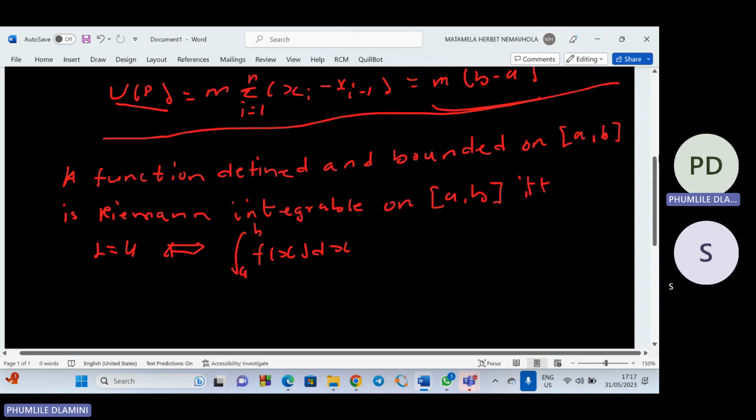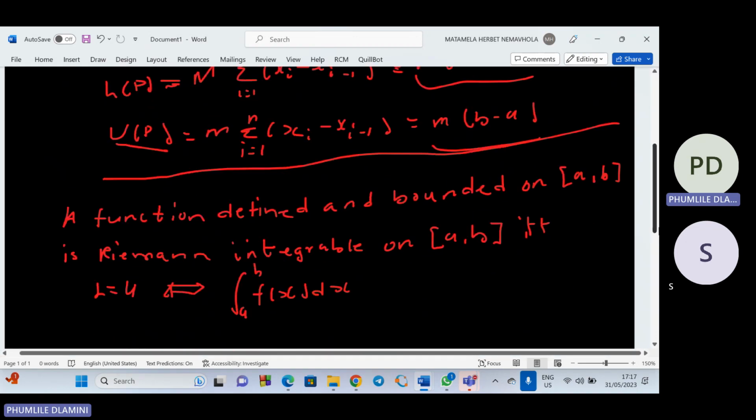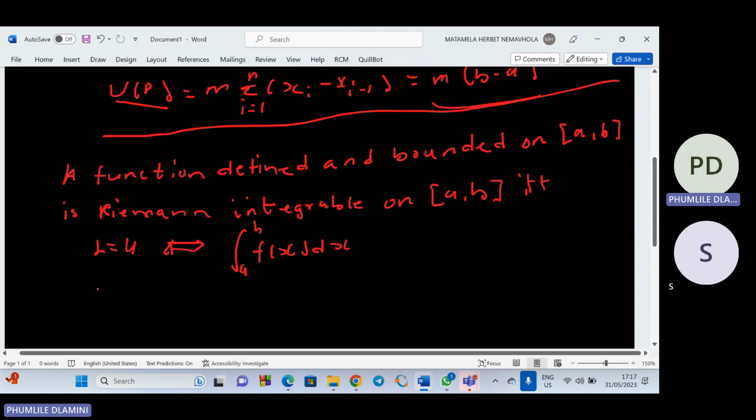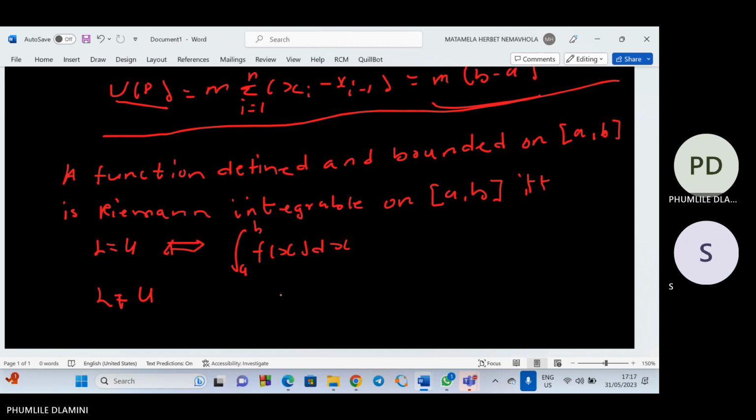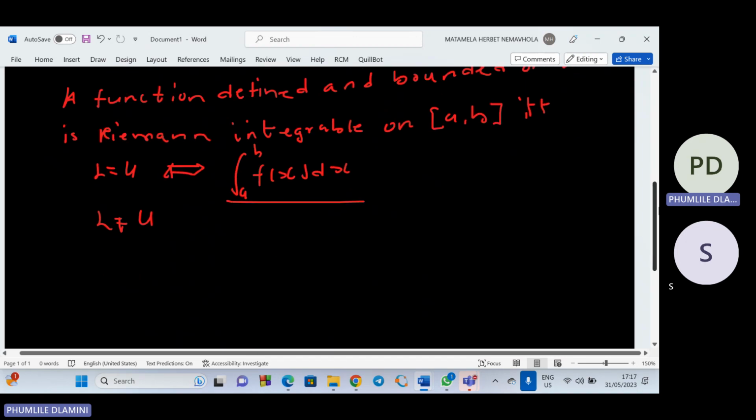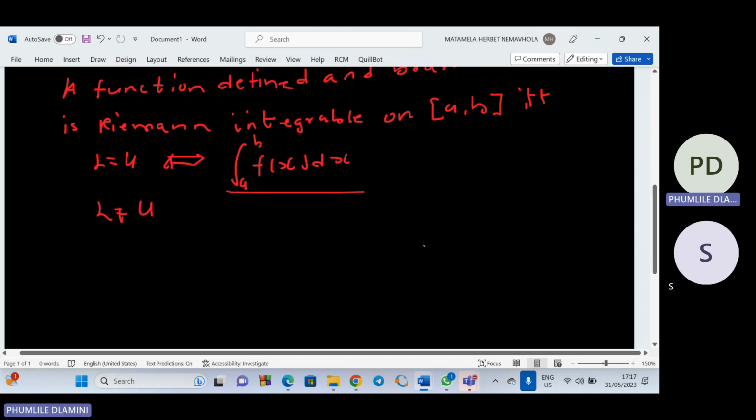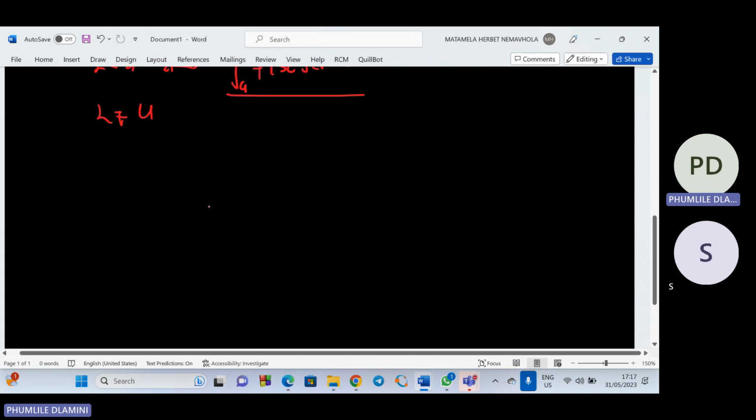So in another condition, when you calculate, you will find that your L is not equal to U. There will be that condition. So as long as L equals U, then we are able to integrate that function. So now, in your question papers, you will find a simple question like this one. They can test you with this very simple question.